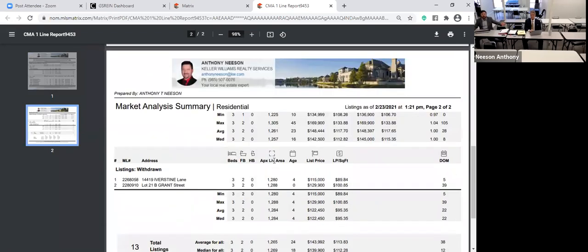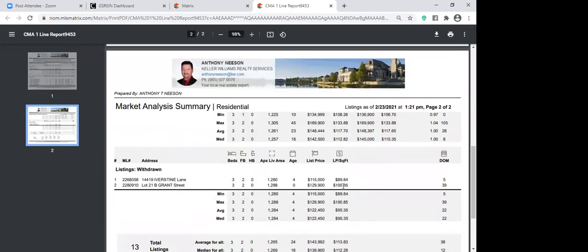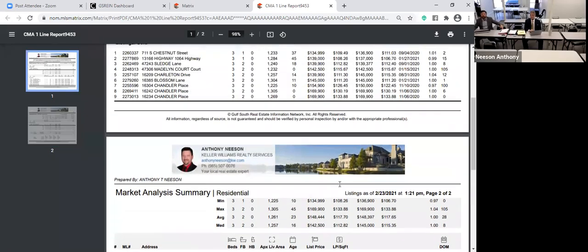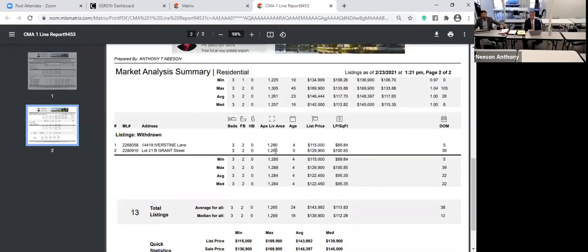But we can look at what the data tells us. This is how long it was on the market. These were the prices at that time that they were hoping for, right? Okay, and also square footage, right?